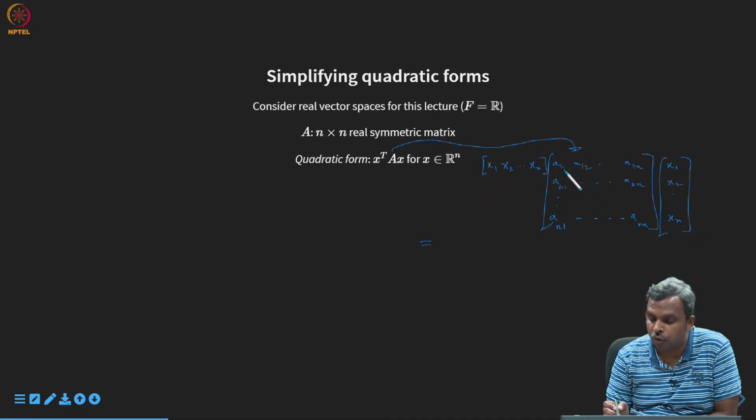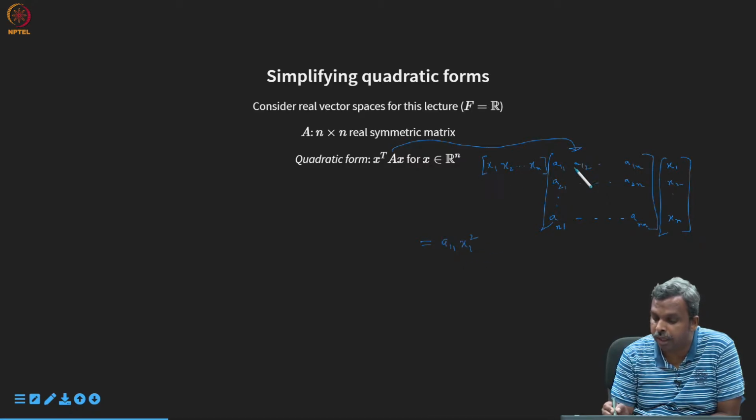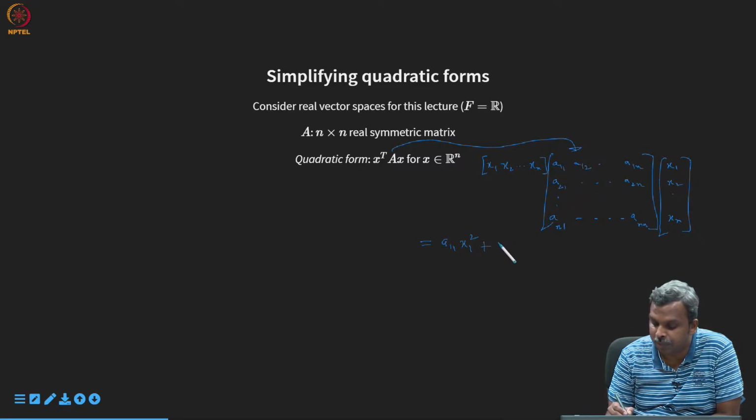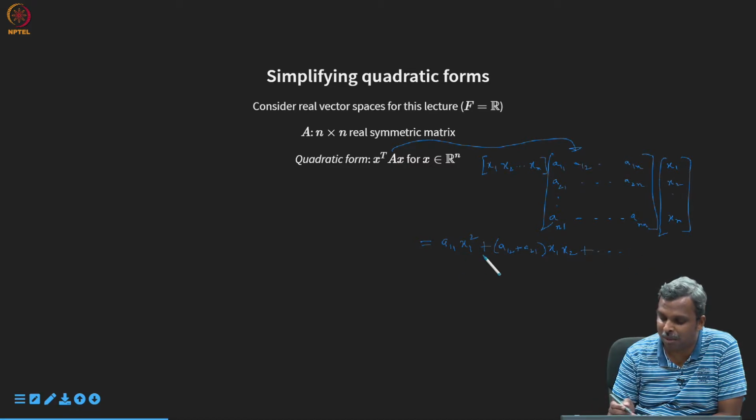If you look at it, you will get a11 x1 squared when this multiplies, plus, remember this is symmetric, so a12 and a21 are the same, but for comfort I'll keep it like this. You will get a12 plus a21 times x1 x2, right? You will actually get a12 x1 x2, and a21 will also give you x2 x1. So I'm just writing it like that. You'll get terms of this form. I'm not going to write everything.